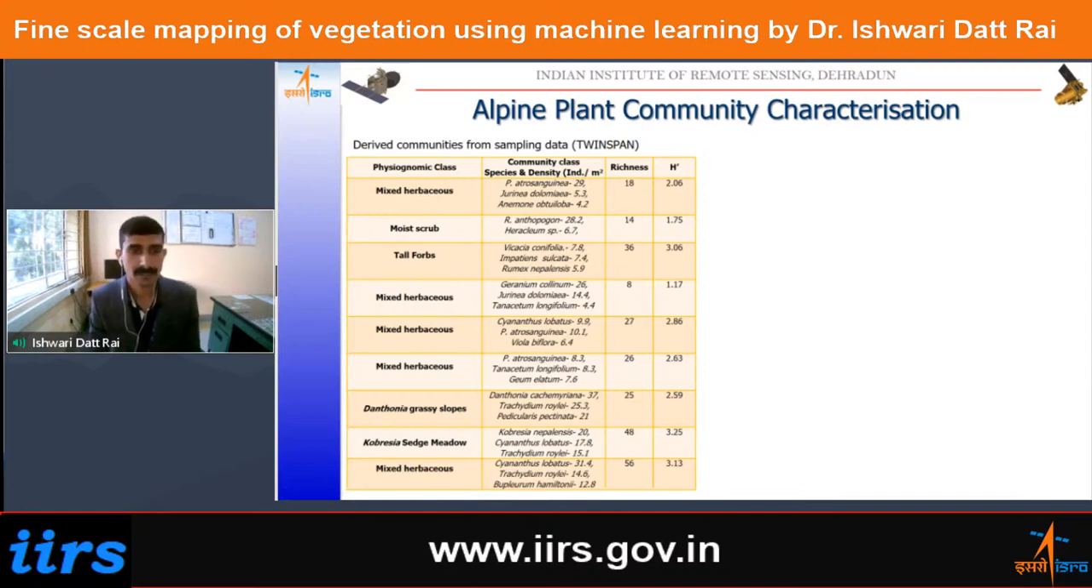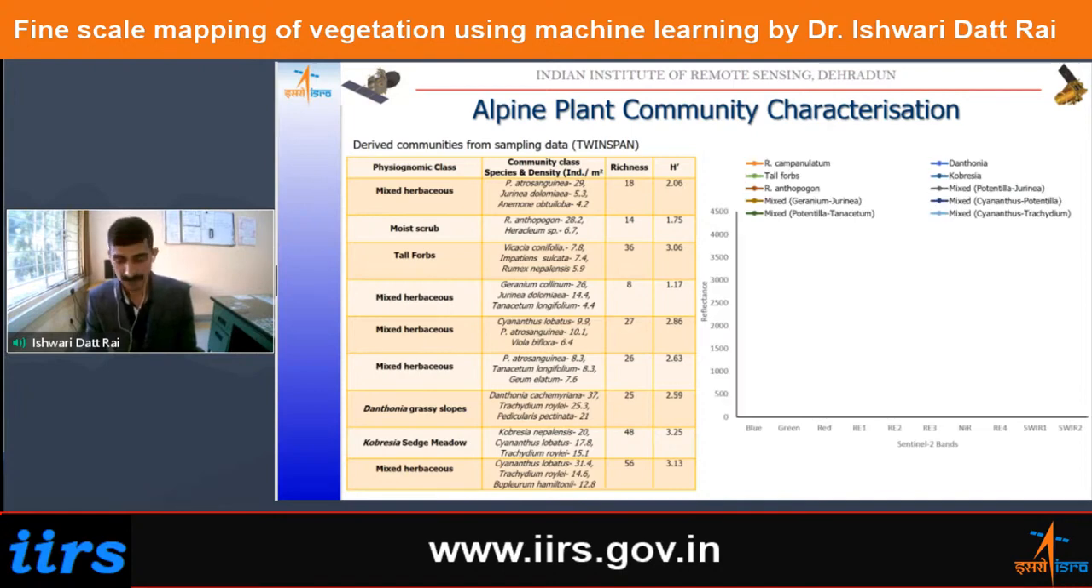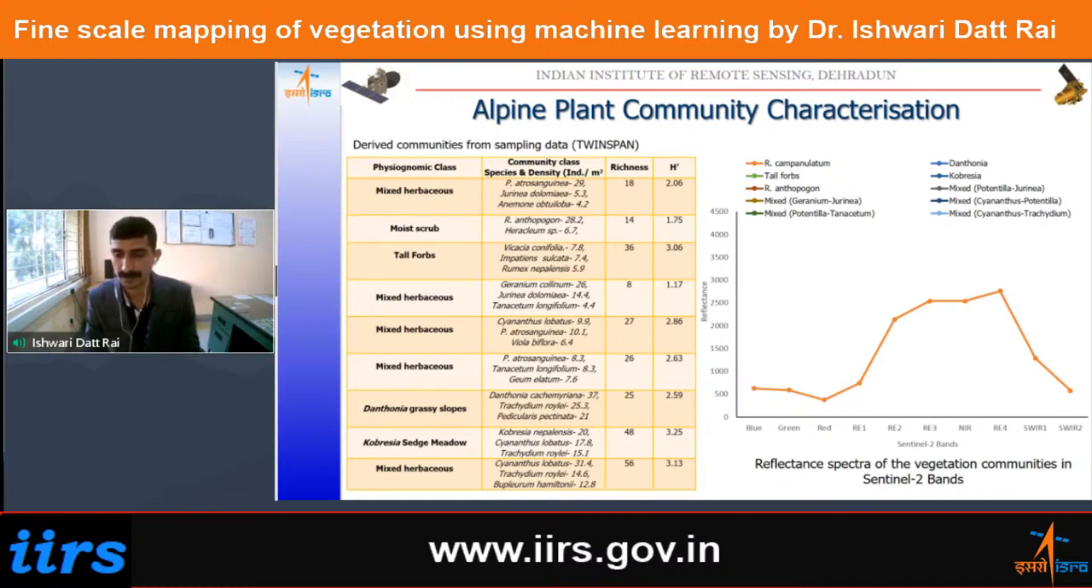How these communities differ spectrally is important, because when we work with remote sensing imagery, the spectral variation among the ground objects is important to discriminate and map these classes. Here we will see how they are spectrally dissimilar from each other. These are the reflectance spectra of the vegetation communities in the Sentinel-2 bands. This is for Rhododendron campylocarpum. Here you can see the reflectance from the blue, green, red, and red edge, the NIR, and the SWIR region of the Sentinel-2 bands.